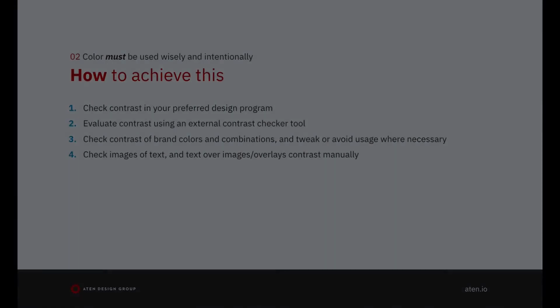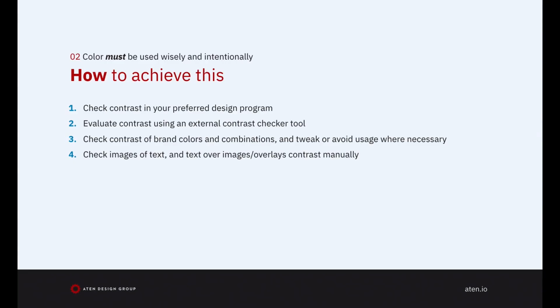Find something that ends up working. You want to make sure that you check images of text or text over images or text over overlays for contrast manually, because automated tools cannot catch this. So you have to do this manually. If you love big imagery and you love text over it on your websites, you need to be checking this manually.